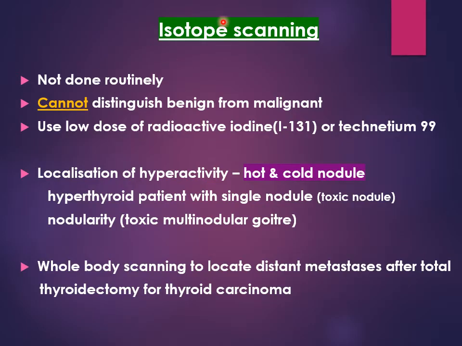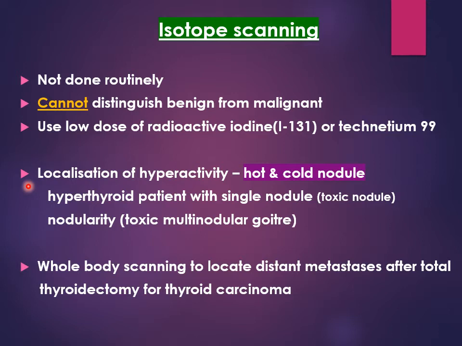Okay, isotope scanning: not routinely done, cannot distinguish between benign and malignant. It uses low dose radioactive iodine or technetium-99. Localization of hyperactivity is the main use of isotope scanning. It can detect whether the nodule or the lesion is a hot or cold nodule.